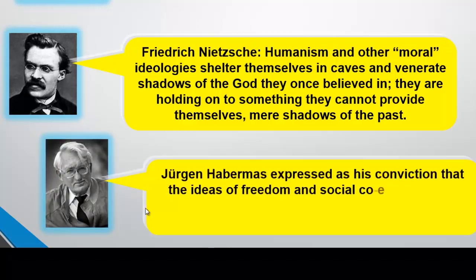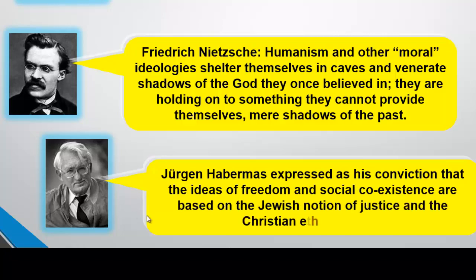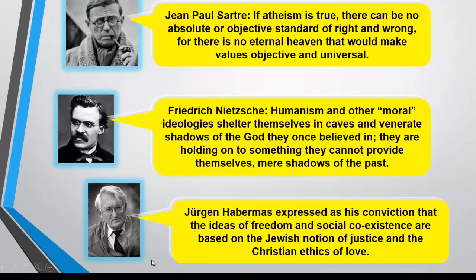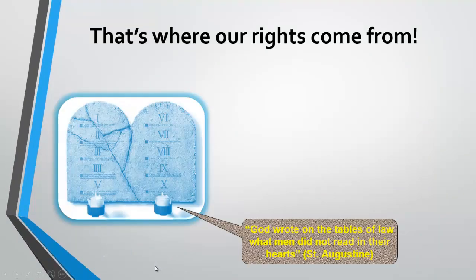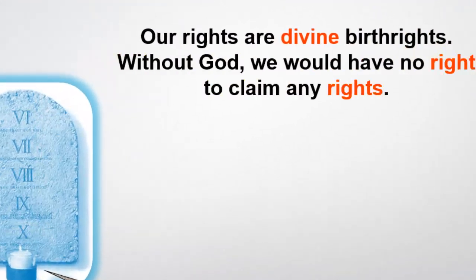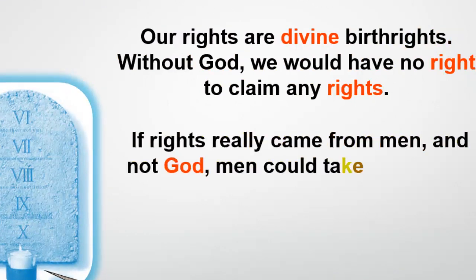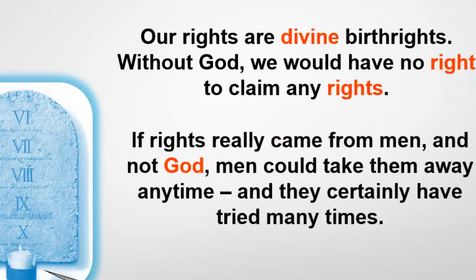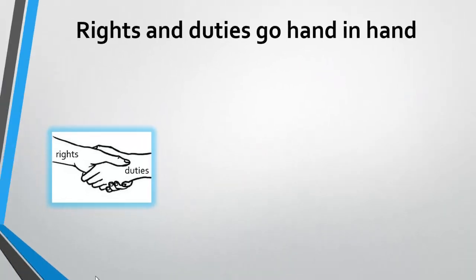Jürgen Habermas, a non-religious person, said, the ideas of freedom and social coexistence are based on the Jewish notion of justice and Christian ethics of love. So where do our rights come from, our morals? God wrote on tables of law what man did not read in their hearts, said St. Augustine. Our rights are divine birthrights. Without God, we would have no right to claim any rights. If they really came from men and not God, they could take them away any time, and they certainly tried.